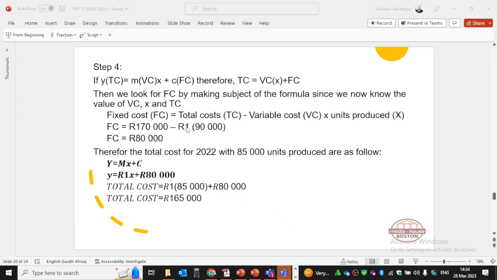So this is the rest of the solution. Step 4: if y equals TC, therefore TC equals VX plus FC, then we look for FC by making it the subject of the formula, since we know the value of the variable cost and the total cost, as well as the number of activity being performed. So this is the worked example that I was showing you.